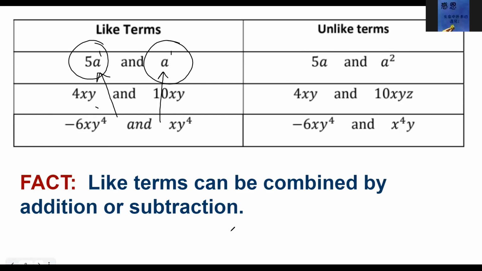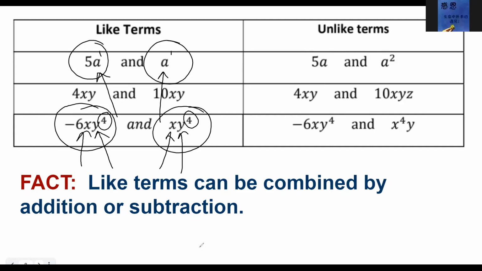Look at these examples here. Negative 6, xy to the 4, and xy to the 4. Both of these terms have x's, both of them have y's. The exponent on the x's is the same. It's 1. The exponent on the y is also the same. It's 4. Is that clear, everyone? Yeah? Okay, good.